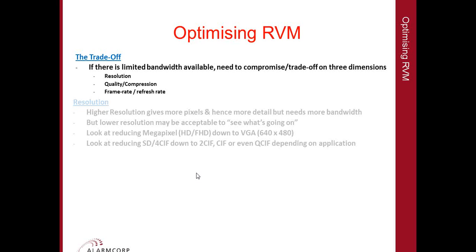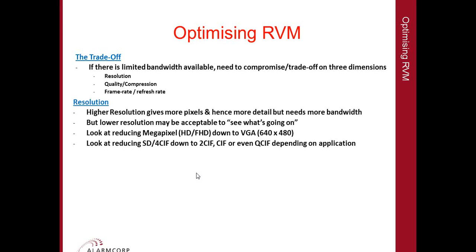So if we look at resolution, higher resolution gives more pixels and hence more detail, but it needs more bandwidth. Lower resolution may be acceptable to see what's going on. So we may want to look at reducing megapixel resolution down to VGA. We may want to look at reducing standard definition 4 CIF down to 2 CIF or even QCIF. We really need to look at what do we need for the application versus the bandwidth that we have available.